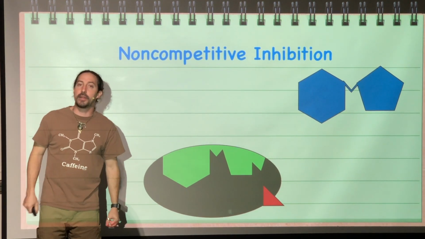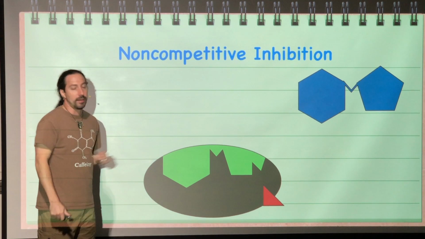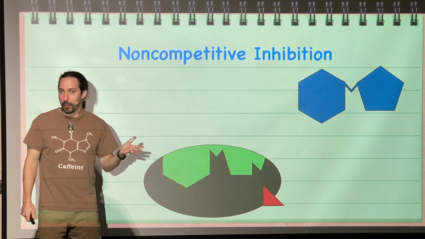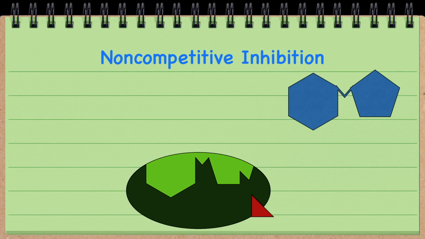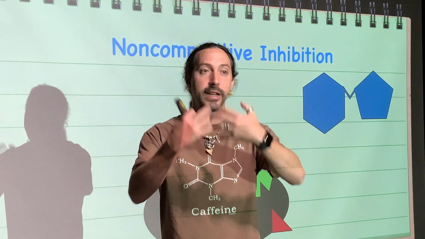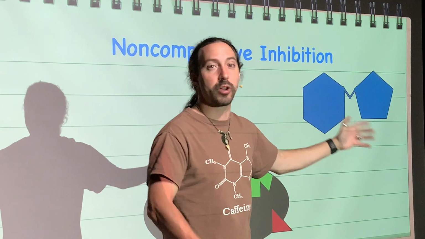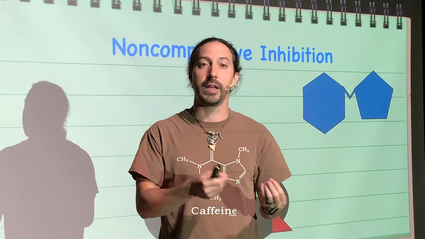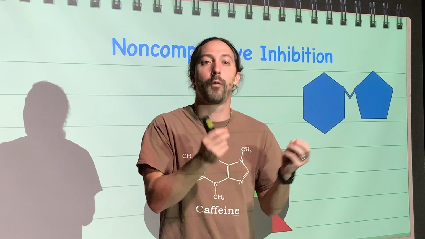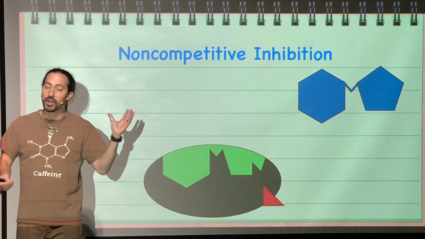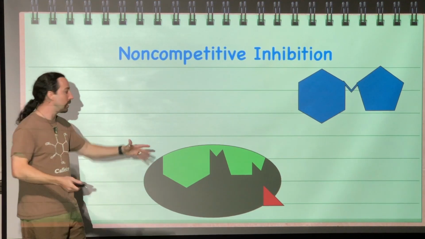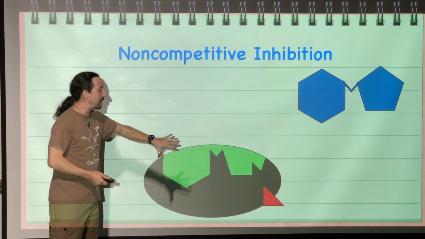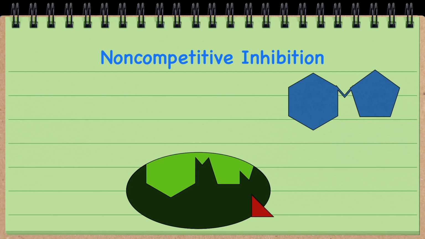Just like with competitive inhibition, non-competitive inhibition is not permanent. That non-competitive inhibitor will release, and when it releases, the active site will change its shape back so that the substrate can fit inside of it. So it doesn't mess up or destroy the enzyme, it only turns it off for a short period of time. It only is off while the non-competitive inhibitor is bound to that allosteric site.